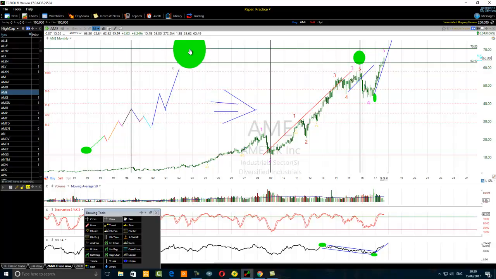You will deduct that if the third move is not an impulse wave, we are likely to see a reversal. Probability that we may see a correction. We can also deduct that the move from here all the way up here is not a trending phase, it is a corrective wave.